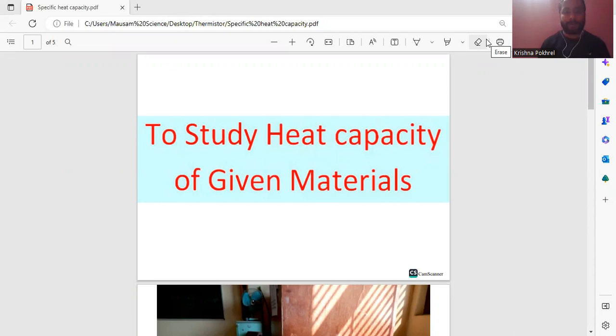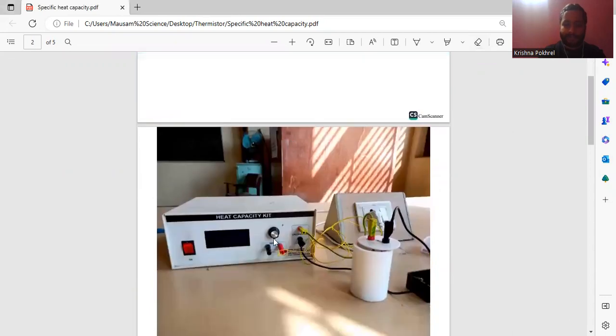Today we are going to discuss the heat capacity of a given material, how to determine the heat capacity of a given material in our physics practical lab. So now, what we will do is we have this type of experimental setup in our lab.